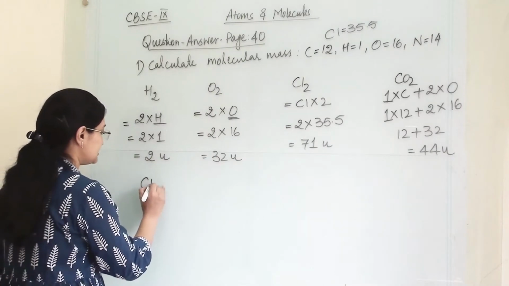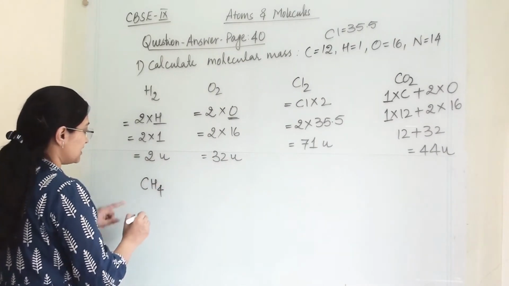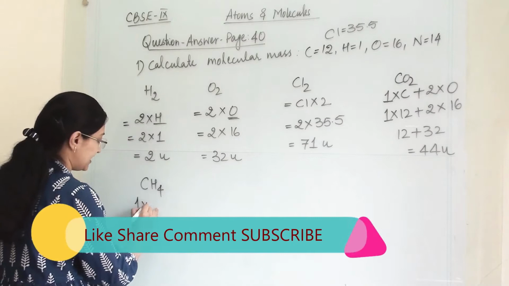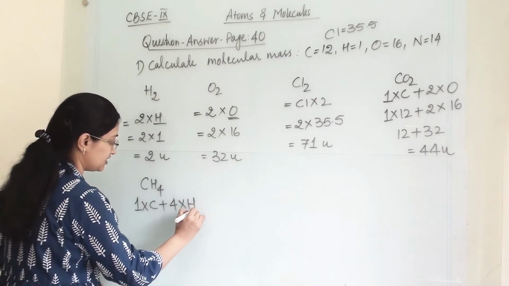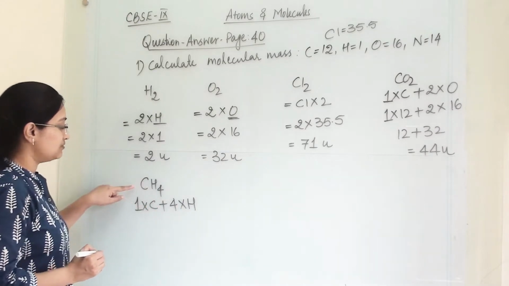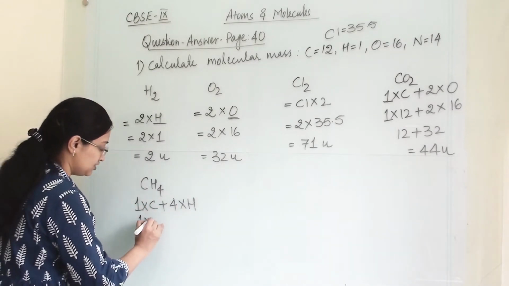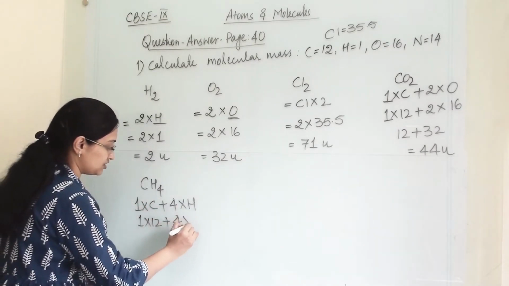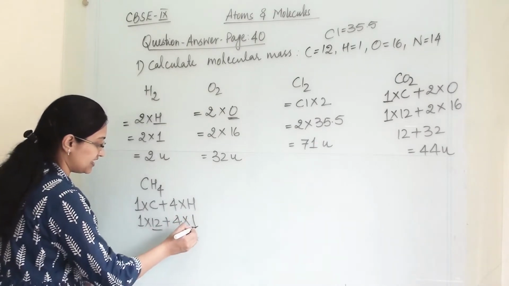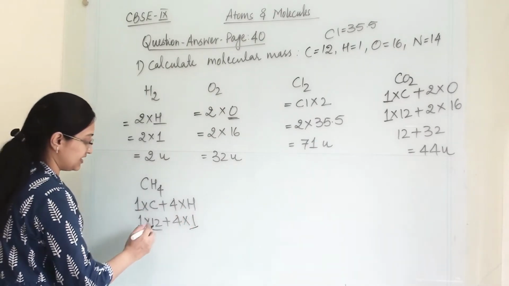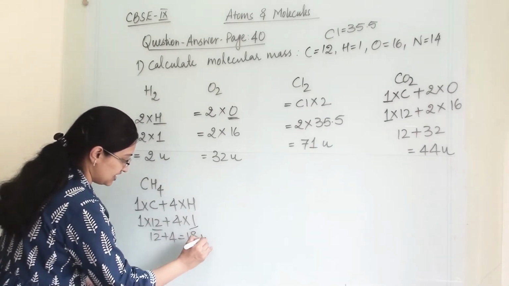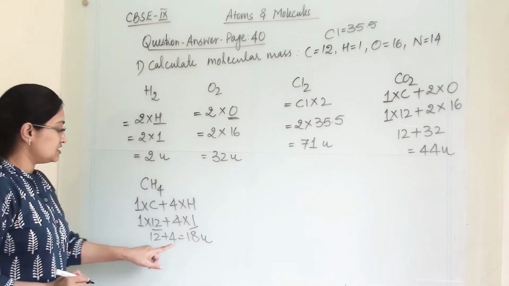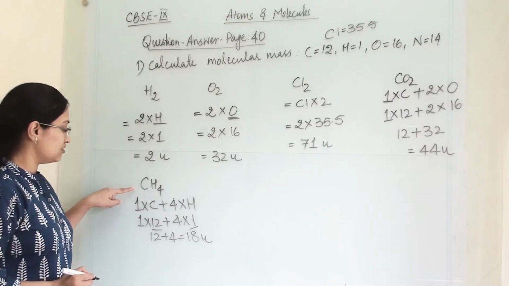Now next is CH4. In CH4, 1 atom of carbon is present and 4 atoms of hydrogen are present. So 1 into 12 plus 4 into 1. These are atomic masses for carbon and hydrogen. So this is 12 plus 4 equals 16 unit. This is the molecular weight for CH4.